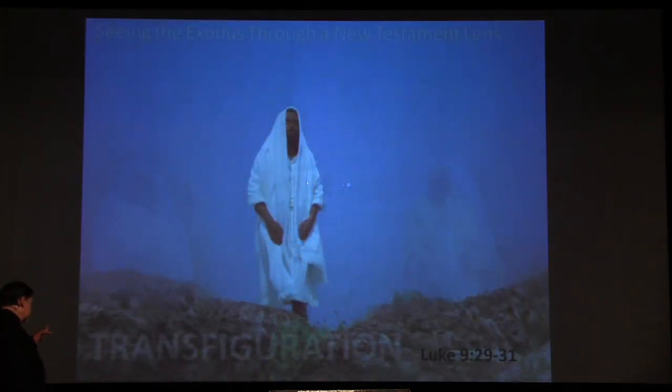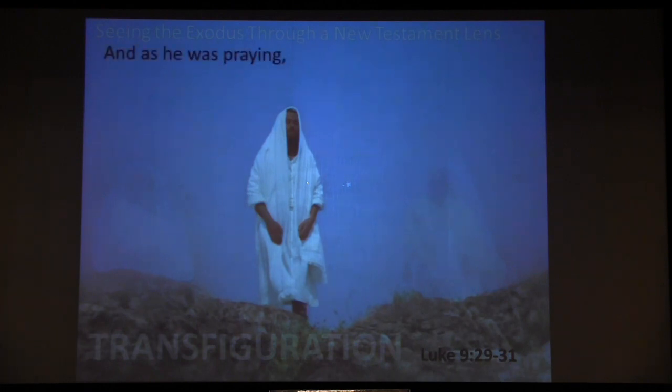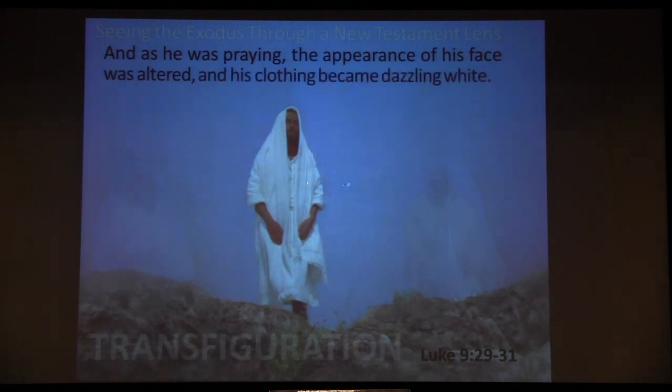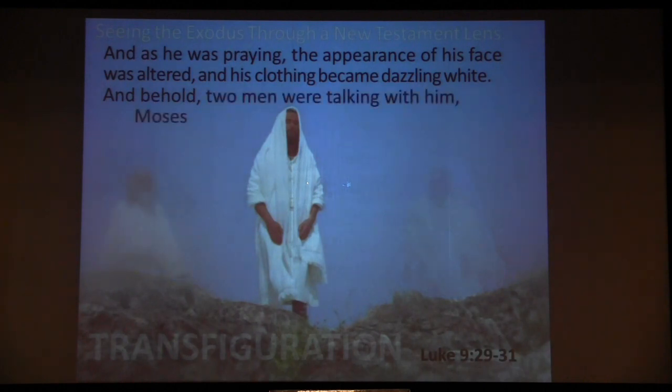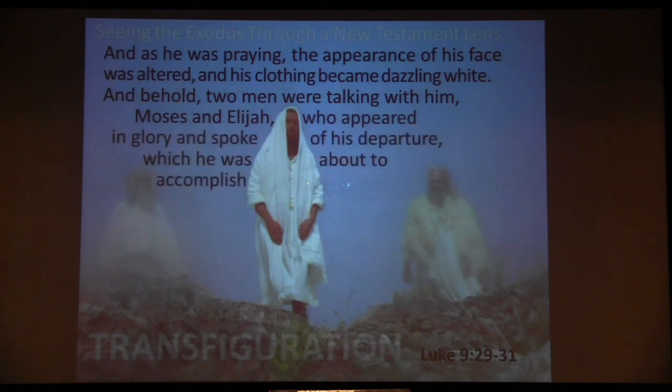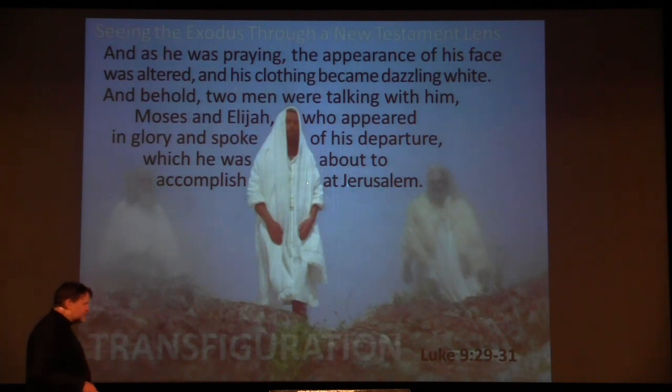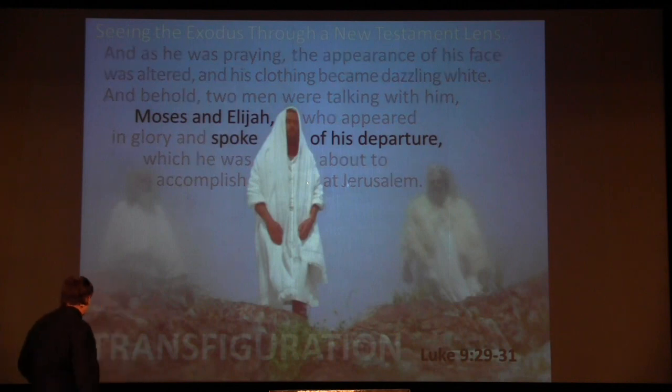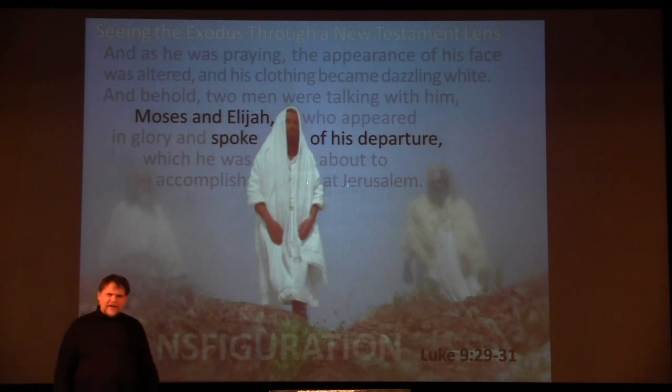And we see in the Transfiguration in Luke 9, let's look at this. And he was praying, and the appearance of his face was altered, and his clothing became dazzling white. And behold, two men were talking with him, Moses and Elijah, who appeared in glory and spoke of his departure, which he was about to accomplish at Jerusalem. Now, departure there. When Moses and Elijah spoke of his departure, what a conversation.